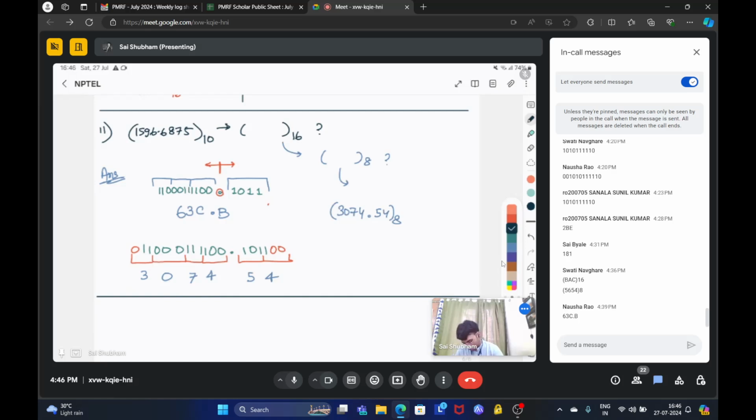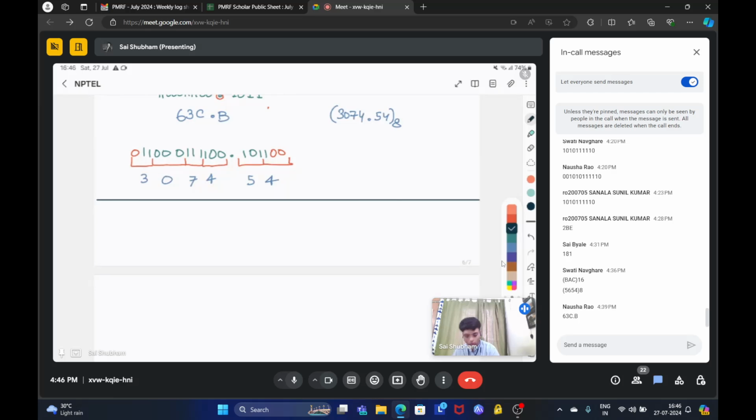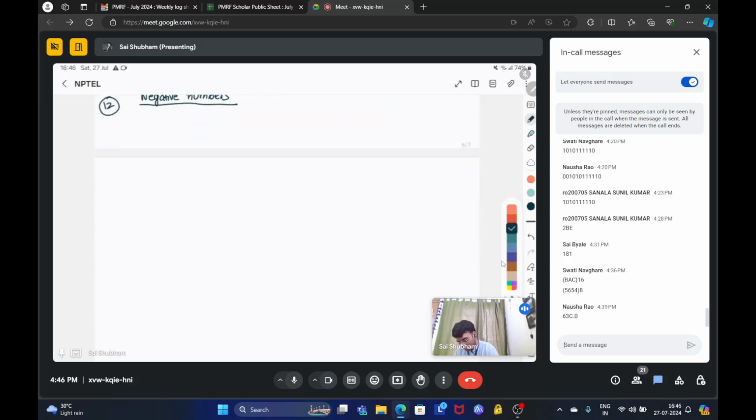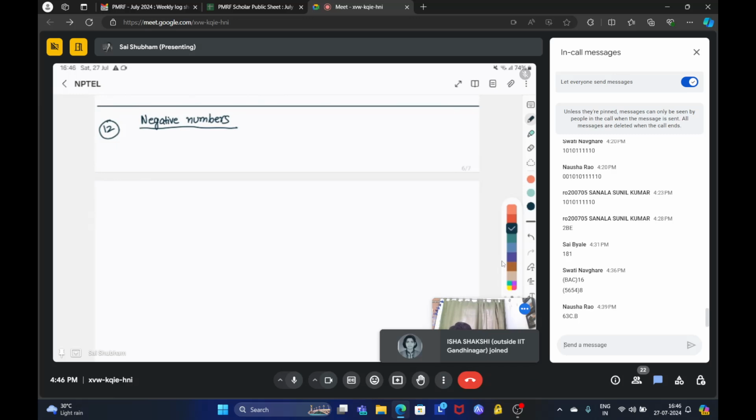Next we will go for negative numbers. So I will give a quick recap. If I have to represent some number, so basically 4 bits. Suppose in 4 bits I have to represent a number. Okay, so it shall go like this.